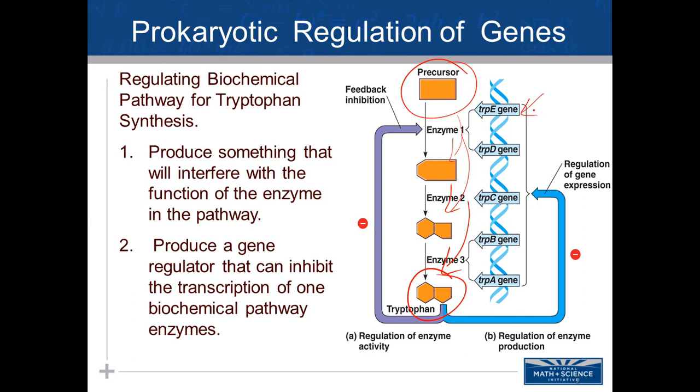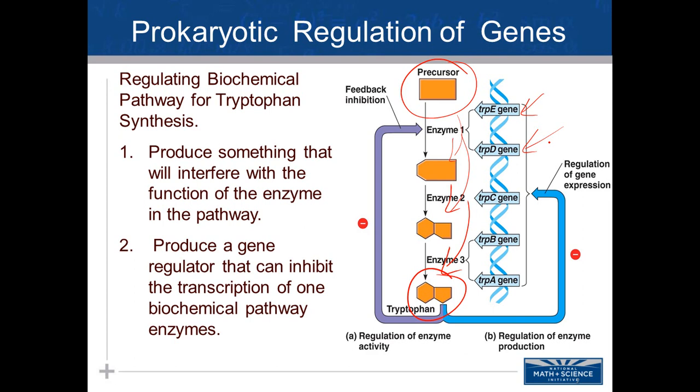It would be entirely wasteful if a cell had lots of tryptophan to transcribe these genes and to continue making tryptophan. It would be most efficient if a prokaryotic cell had a way to activate and deactivate these genes. Well, it turns out that they do.